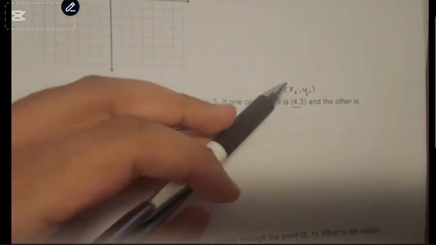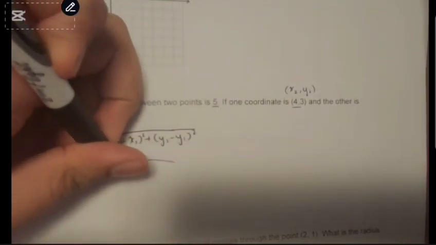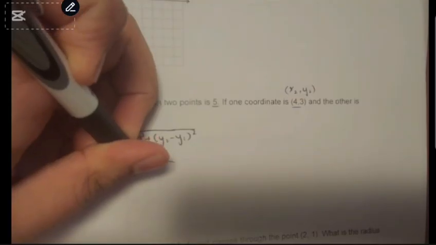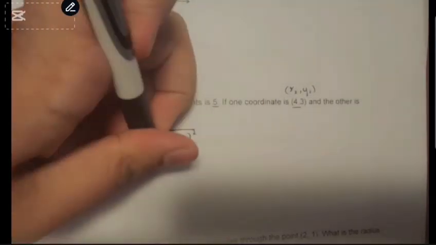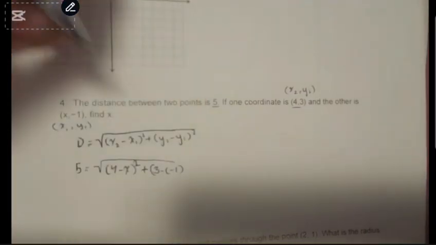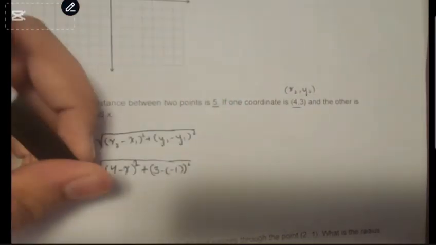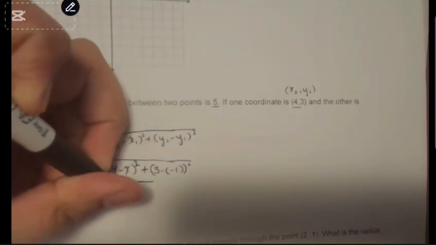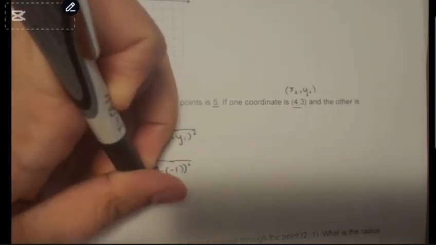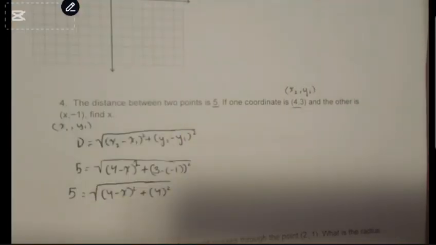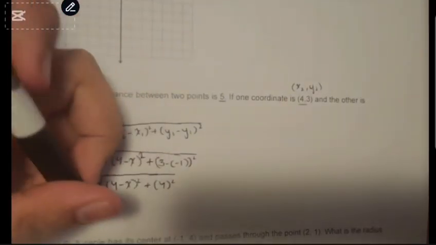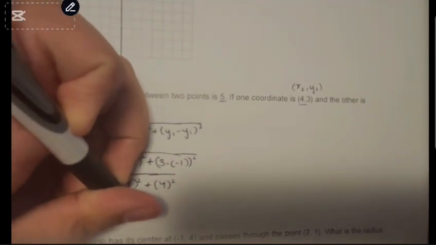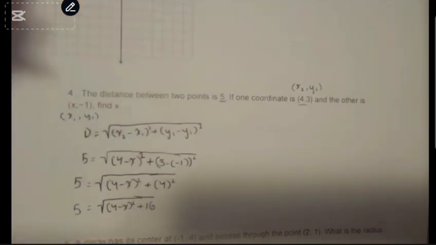Right? So we know our x2, so we can just put it into the formula. But we don't know x, so we just do this. And then y2, 3 minus 1 all squared, right? So after, what happens is we get 5 equals the square root of 4 minus x squared plus 4 squared. And then after that, we'll be left with 5 equals the square root of 4 minus x squared plus 16.